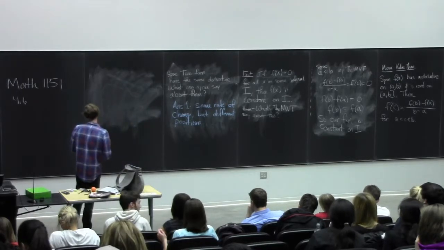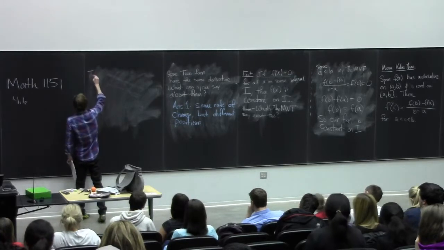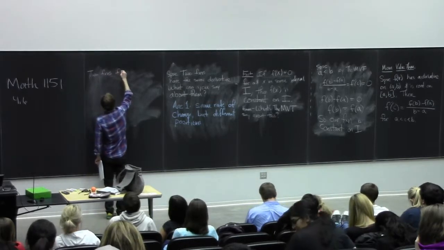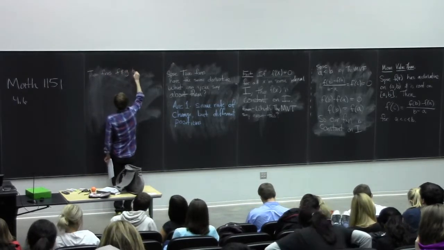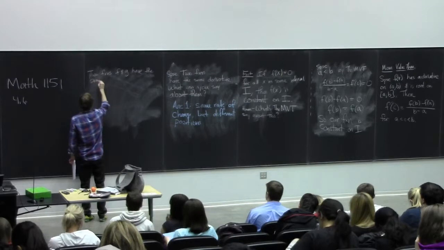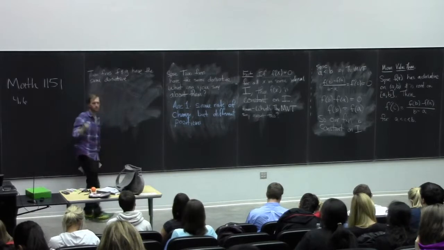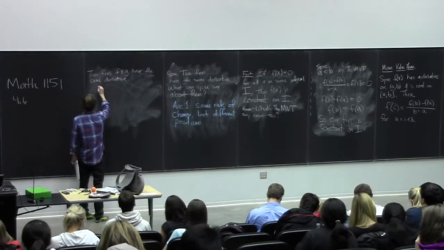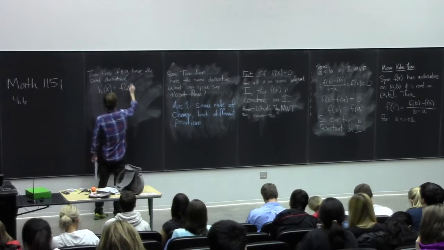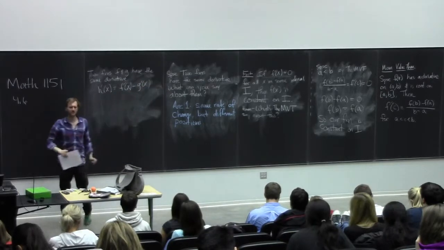Two functions have the same derivative. So we're going to do a trick. Two functions, f and g, have the same derivative. Here's our trick. You set h prime of x equal to f prime of x minus g prime of x. These two functions have the same derivative on our interval, right?